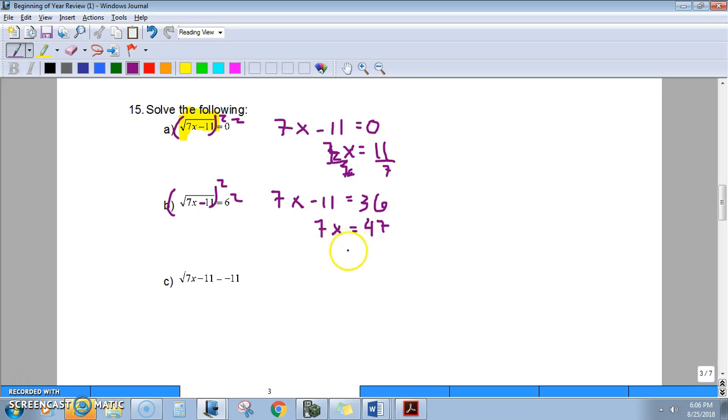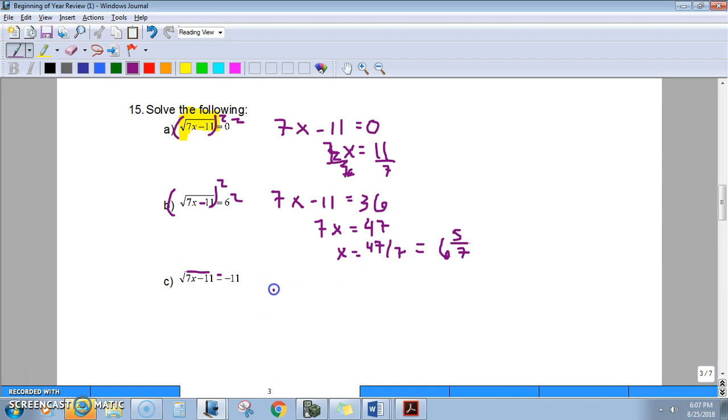And then divide both sides by 7, and I get x equals 47 over 7, or 7 can go into 47 6 times with 5 left over, 6 and 5/7. Okay, or you can do the decimal. I'm not going to worry about that right now. And this time, this is equal to negative 11, right?